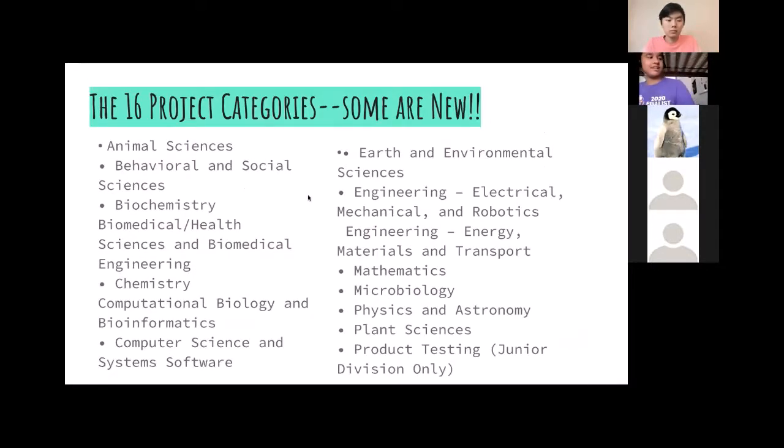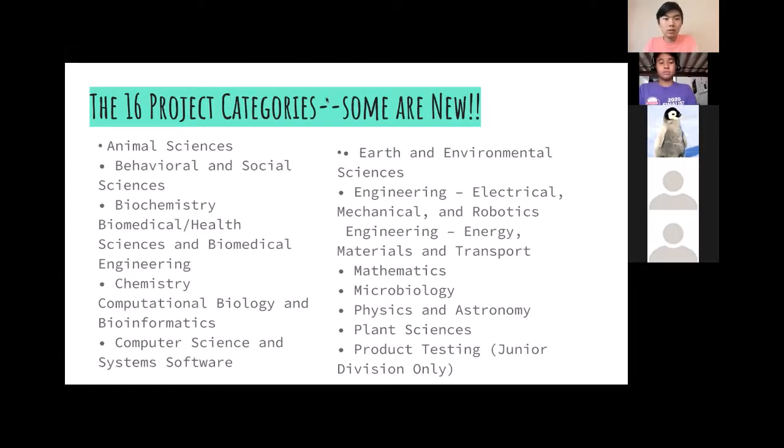All right, cool. Here are the project categories. These are the categories that the science fair offers, and the categories you'd want your project to fit in. So for example, if your project involves machine learning, you might want to put it in computer science and system software. But if it involves making a robot, you might want to put it in an engineering category.